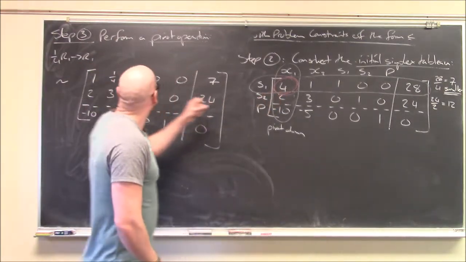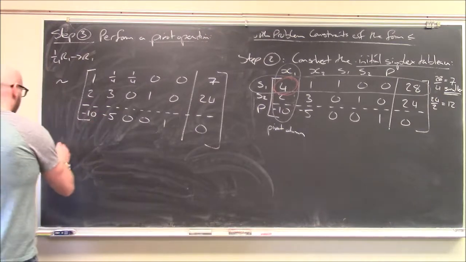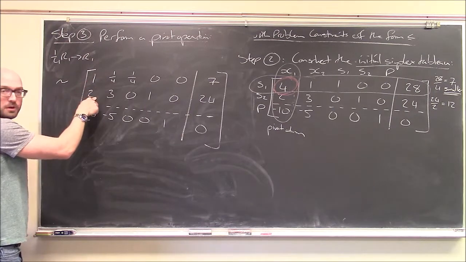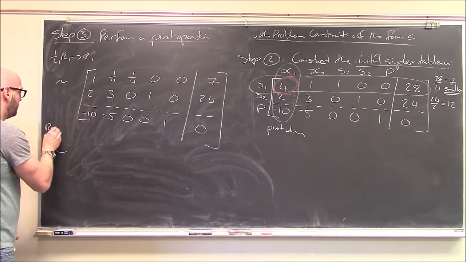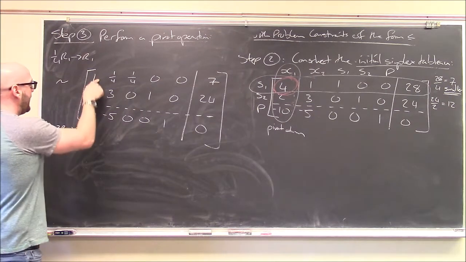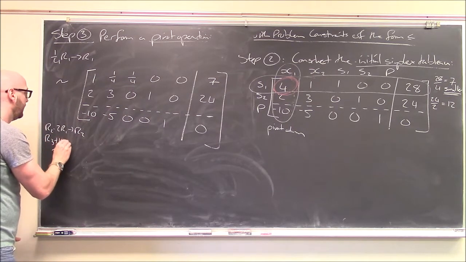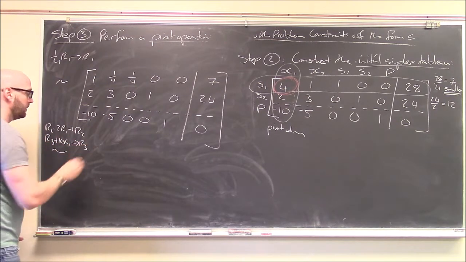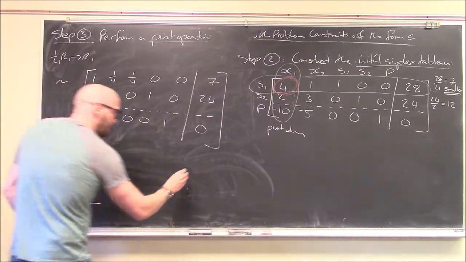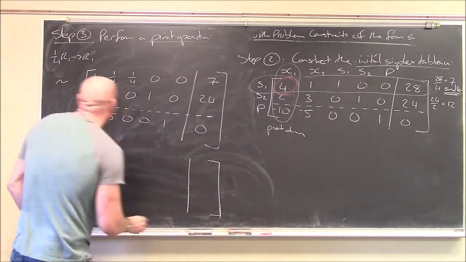Alright, and now that I've rescaled it to 1, now I use it to zero out everything else below it. So, let's see, what do I want to do here? I want to subtract twice the first row from the second one, so we'll do row 2 minus 2 times row 1 is going to become our new row 2, and we'll add 10 times the first row to the last row. So row 3 plus 10 times row 1 becomes our new row 3. And going through this process, well, it's just Gauss-Jordan, so let's see what we get.